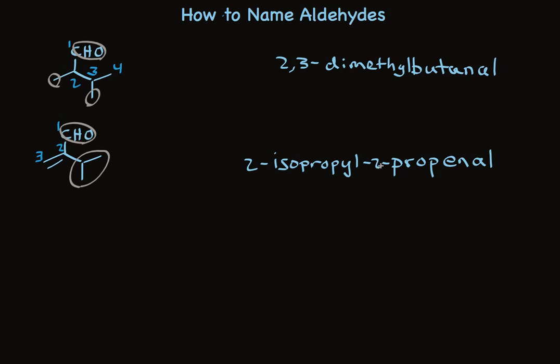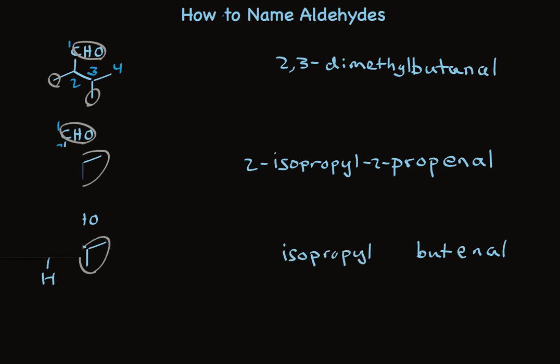Let's look at another case. I've added 1 more carbon, so this will be similar. 4-carbon chain, so we're going to call it butane. We'll change the e to al. We'll change the a to e. The substituent is still the same, and the numbering starts at the same carbon, goes through the double bond, to butenal, to isopropyl. So what's different here?